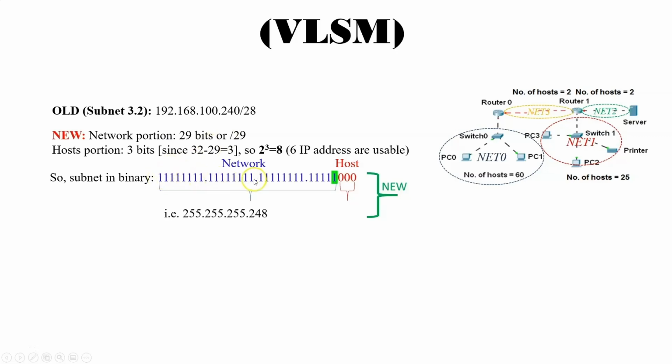So 8 plus 8, 16, 16 plus 8, 24, 25, 26, 27, 28, and I borrow one bit. That makes it 29. So out of 32, if 29 bits are for the network, I'm left with only 3 bits for the host. 3 host bits means in each subnet I will have 2 to the power 3, that is 8 possible IP addresses. So 8 minus 2, 6 usable IP addresses in each subnet. And 8 still seems too big for the number of hosts that I need. I need only 2 each. So even that I can further subnet.